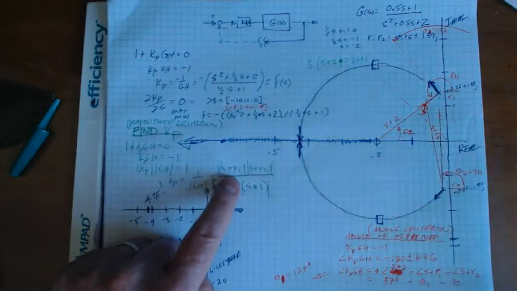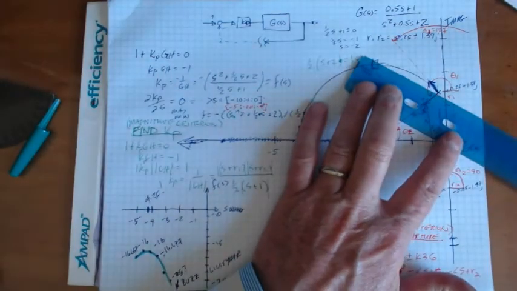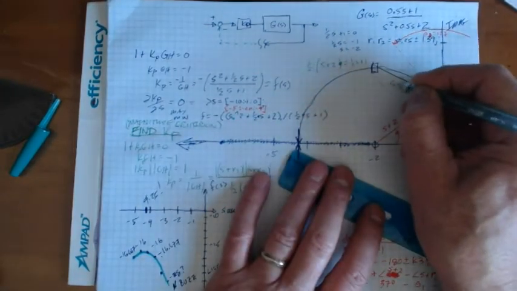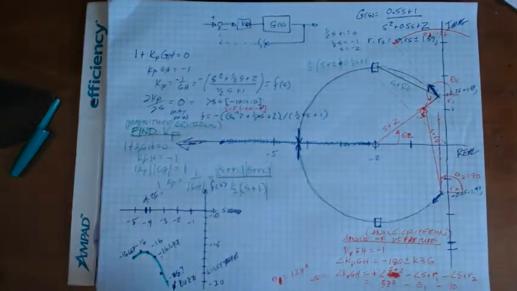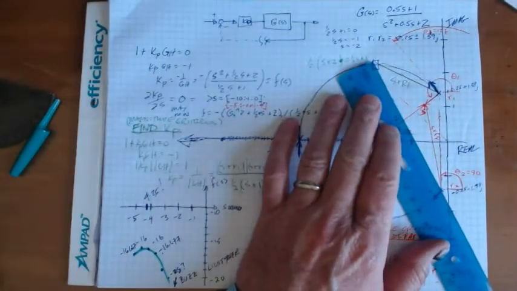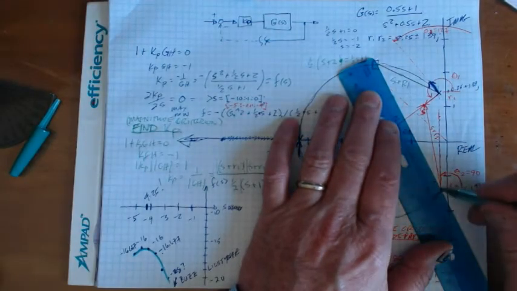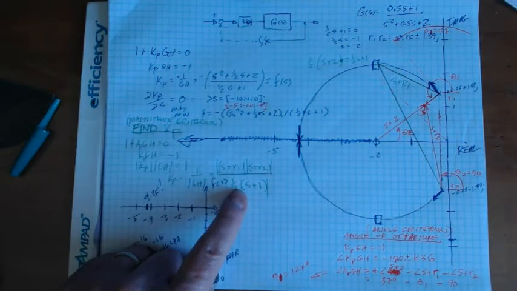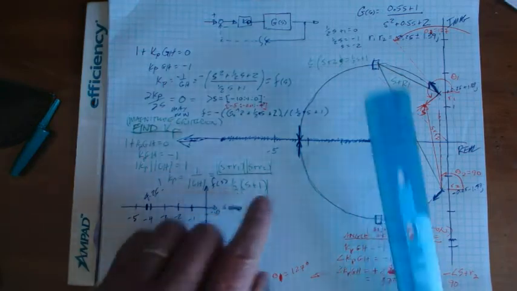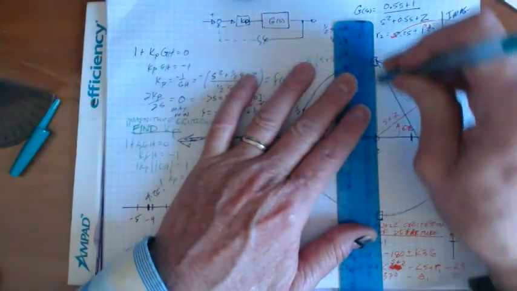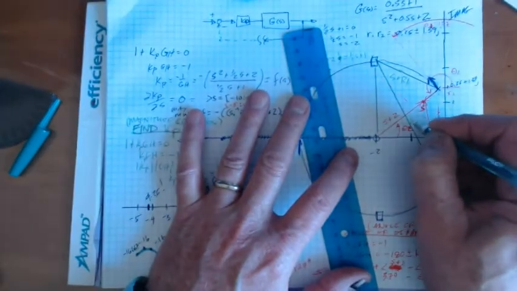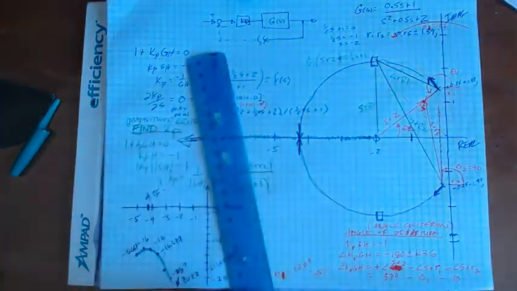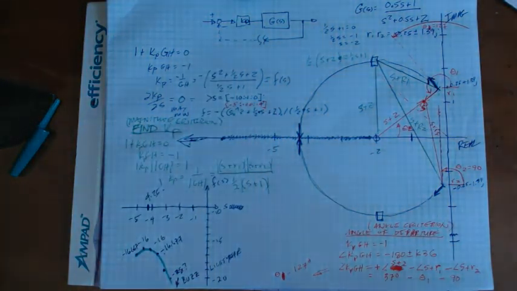So let's see, s plus r1. What is the vector s plus r1? Well, here is the root 1. So I'm going to draw this vector in. This is s plus r1. And then I'm going to draw the vector s plus r2. Here's s plus r2. And then here's a vector s plus 1. That's the vector to the 0. I'm going to draw that one in too. Those are those vectors. And so now I'm just going to measure them.